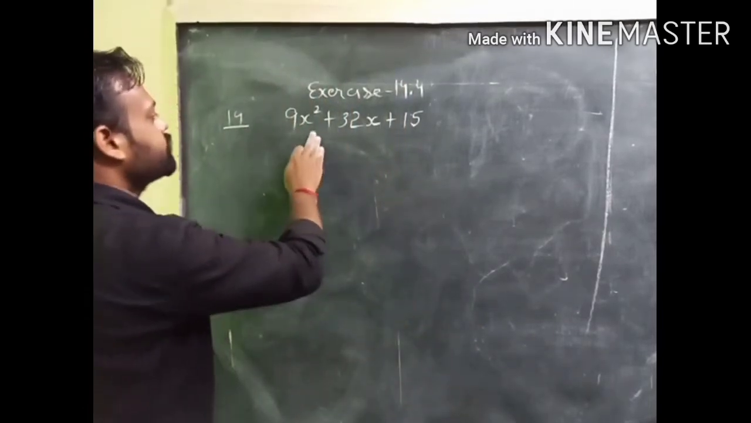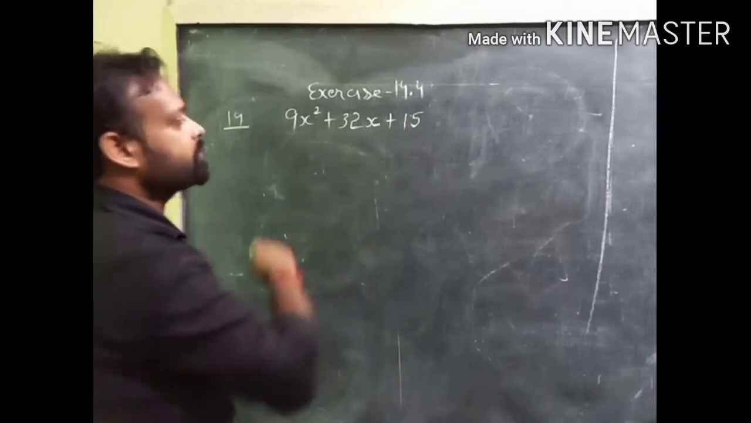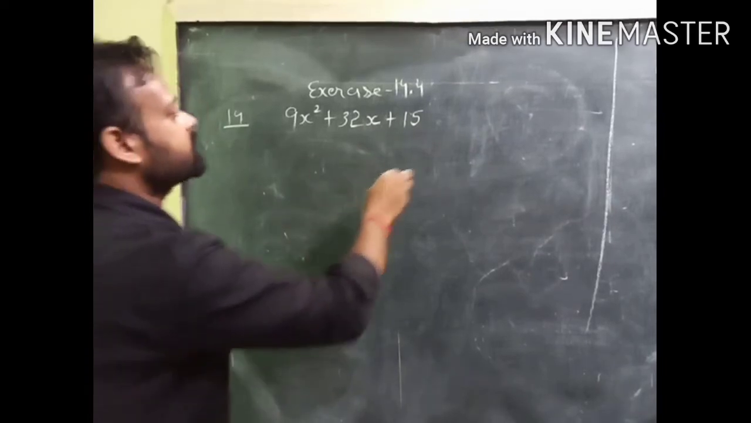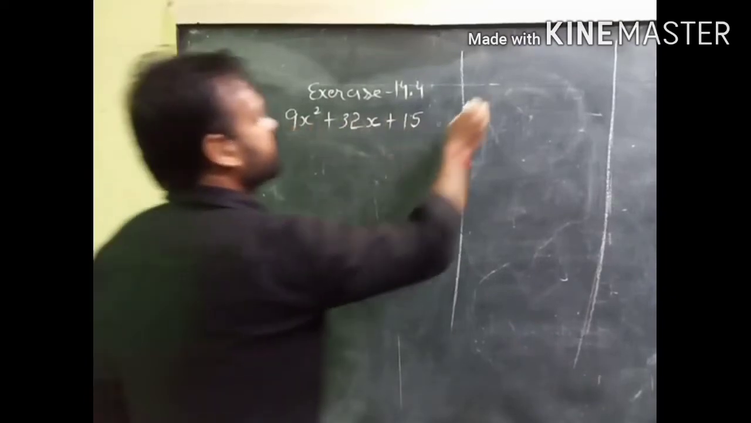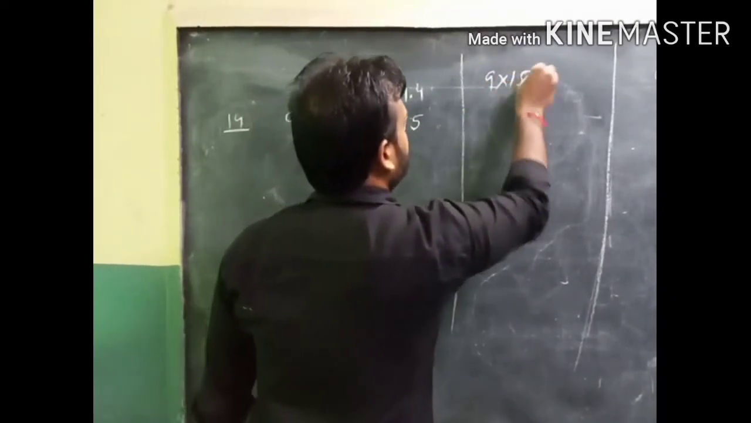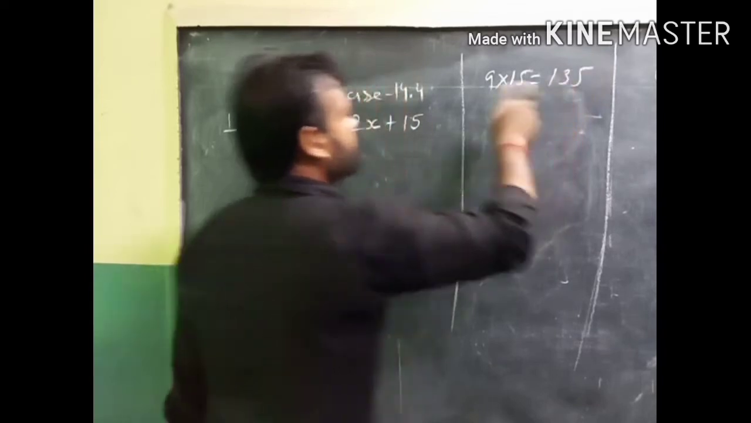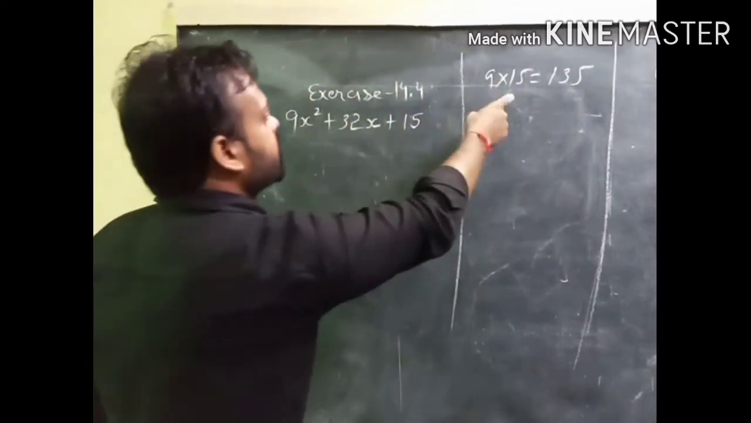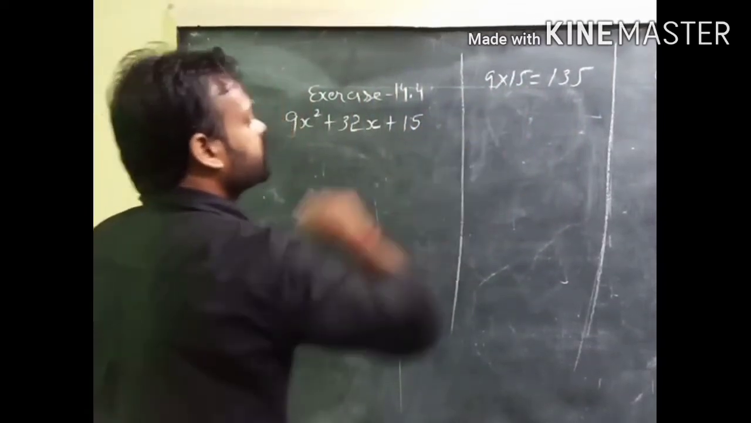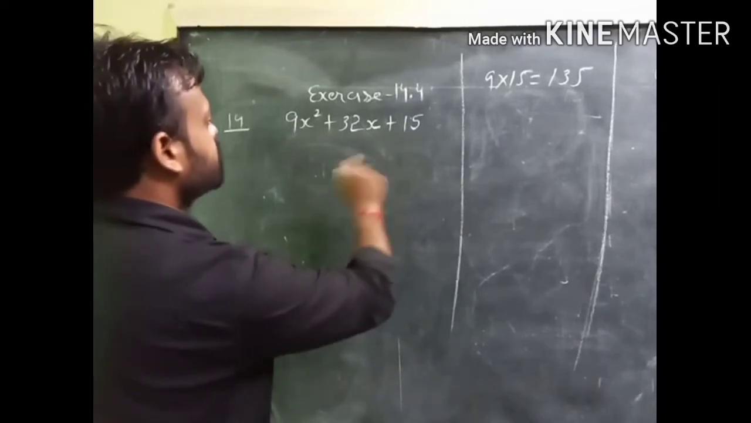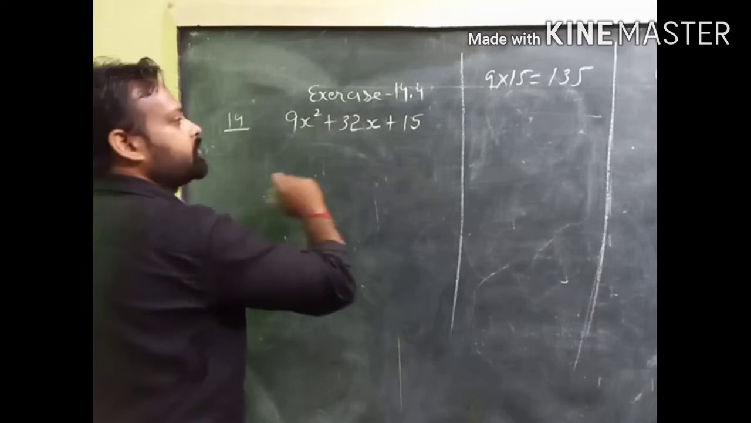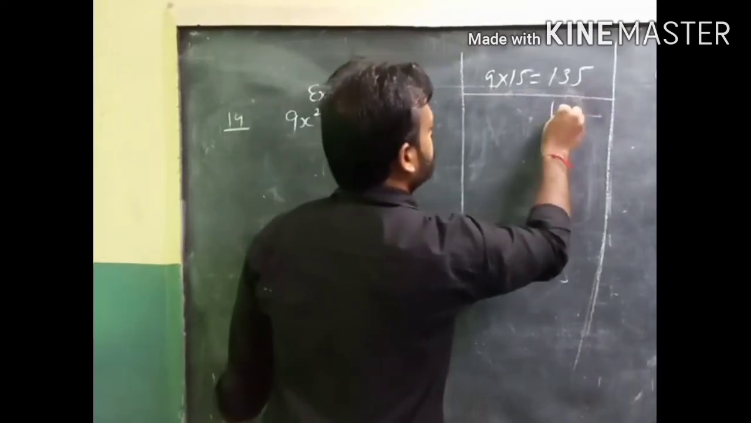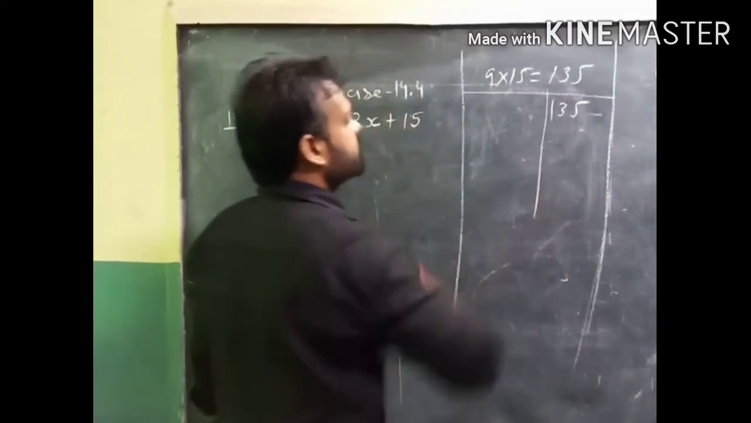Here is 9x square plus 32x plus 15. Again in this case, first of all we have to multiply this 15 with this 9. You can see 9 multiplied by 15 becomes 135. You can check it also. So first of all we multiply this value with the numerical coefficient of x square, and the next step is we have to make the factors of this 135.